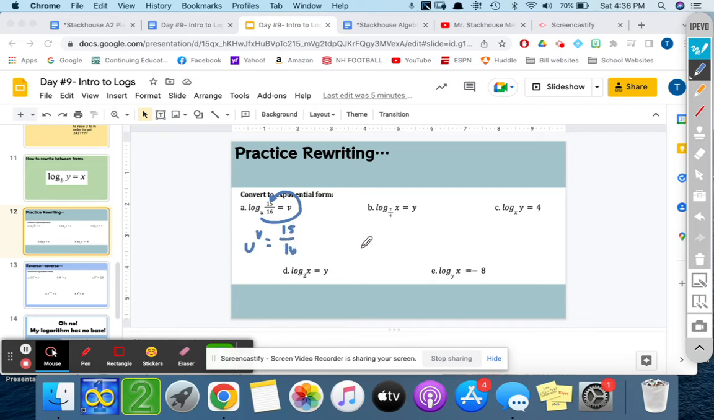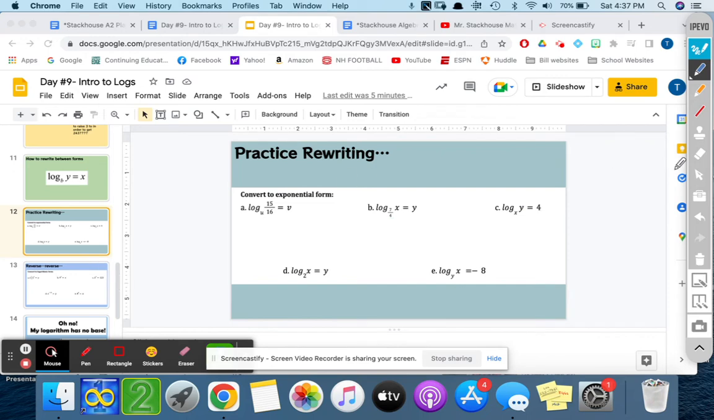Now that looks kind of complicated because it has multiple letters and fractions. It's not that big of a deal. It's just practice rewriting the forms. I start in the base, I work my way around. So 7/4 raised to the y is equal to x. x to the fourth equals y. 2 to the y is equal to x. And y to the negative 8 equals x. So that's just some practice rewriting.